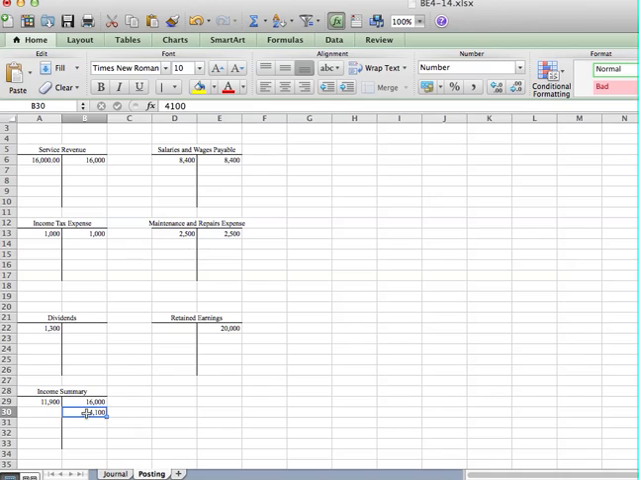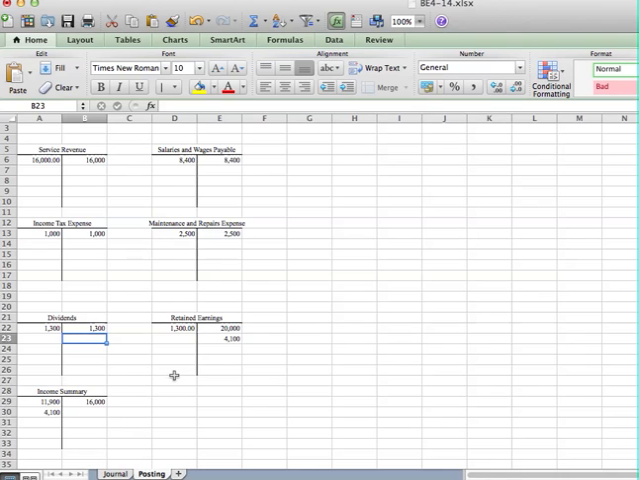So on this one, it would become 4,100. We debited for 4,100, and we credited retained earnings for 4,100. And then our dividends, we debited 1,300, and we credited dividends 1,300.